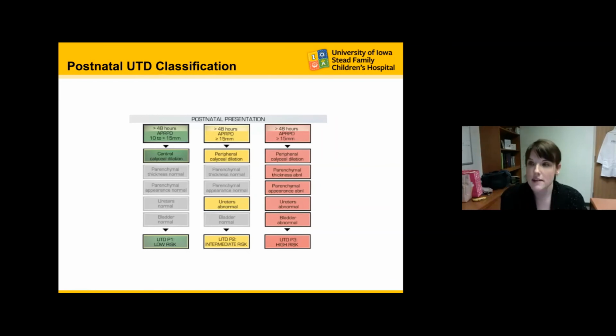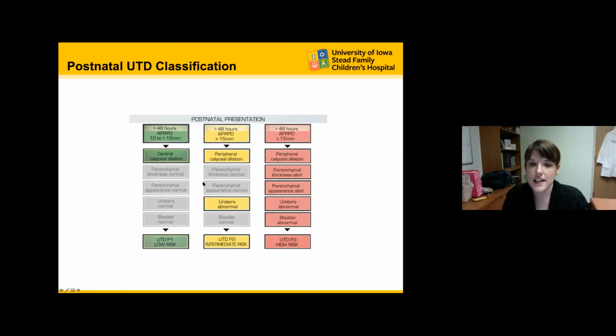And the interesting thing about this is what we would consider SFU grade 1 would be considered a normal postnatal ultrasound if that's the only abnormality in this scheme. That's been something that's hard for me to accept. I've always called SFU grade 1 real hydronephrosis that needed to be followed, and using this classification, that doesn't necessarily need to be followed after birth, depending on clinician discretion and the overall clinical picture of the child.